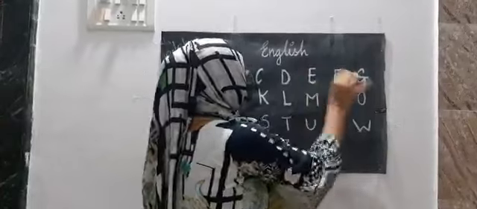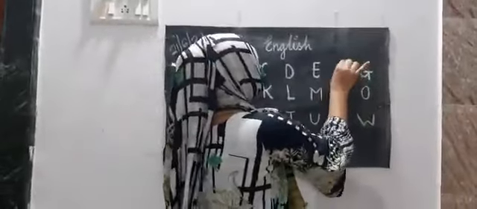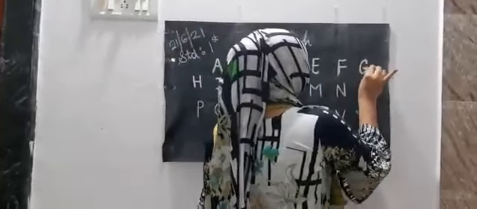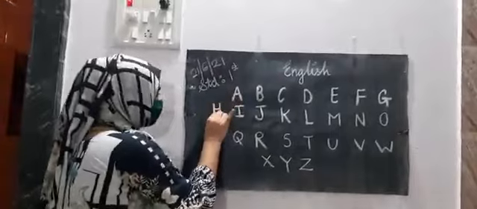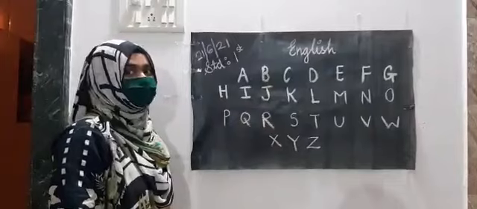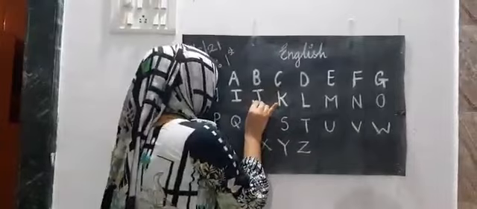E for elephant. Next alphabet is capital F. F for fish. Next alphabet is capital G. G for gun. Next alphabet is capital H. H for horse. Next alphabet is, yes, capital I. I for ice cream. You like ice cream? Yes. Next alphabet is capital J.